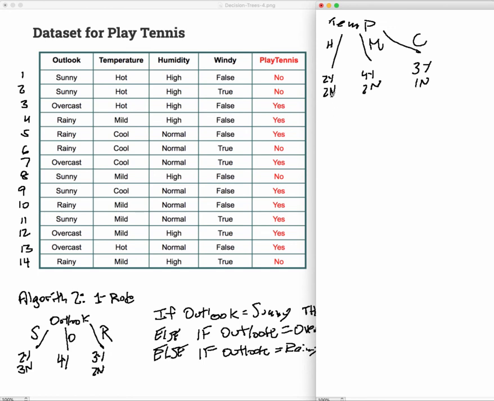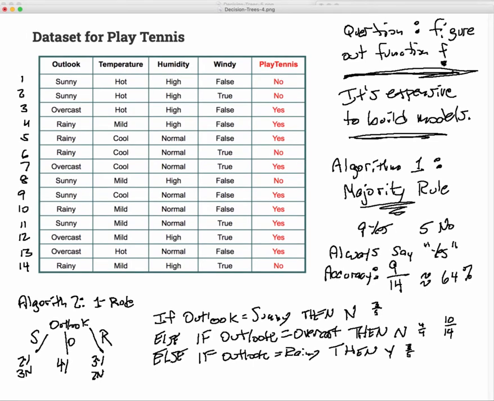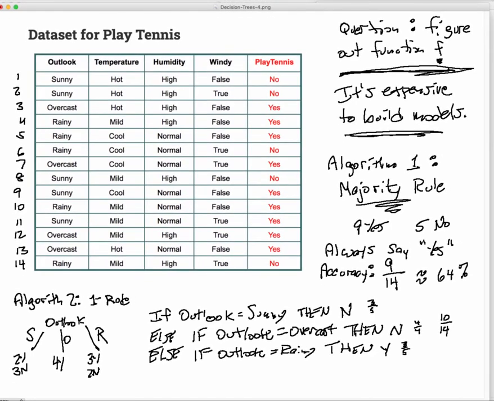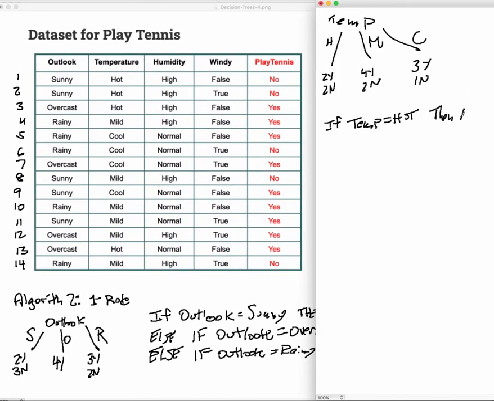So my rule here would be, if temp is equal to hot, now here it doesn't matter which one I take, okay? So I'll just say then yes.